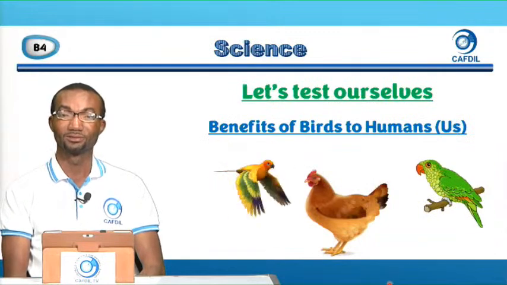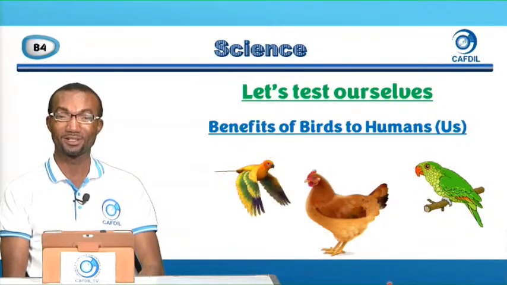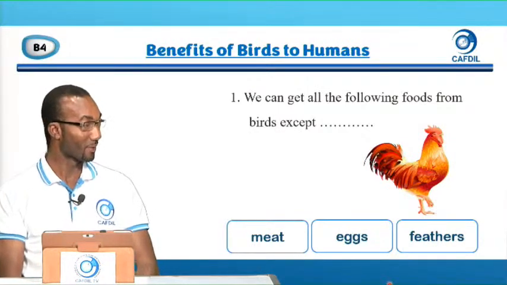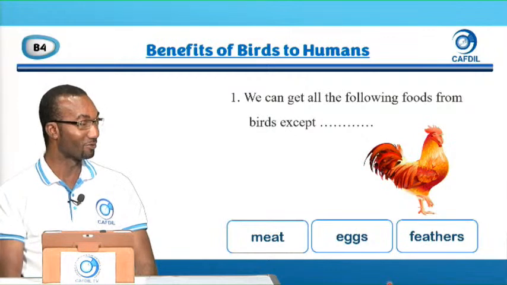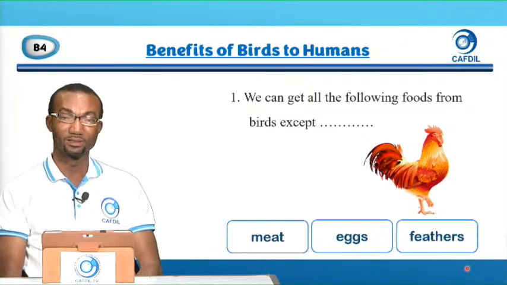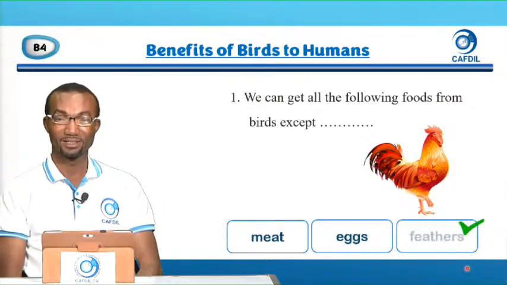Good. Now, Kate, let's test ourselves on the lesson. One: We can get all the following foods from birds, except: meat, eggs, and feathers. Good. The answer is feathers. Feathers cannot be used as food. You can get their meat and eggs.